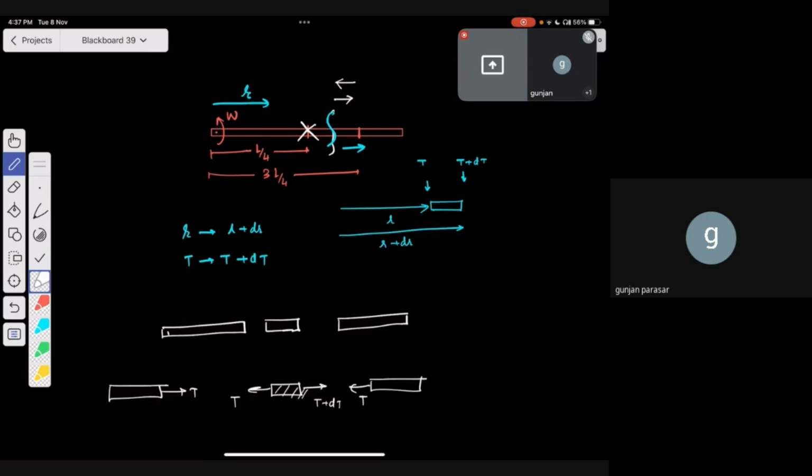Correct. Now why have I taken a very small element, tell me. Any reason to take a small element?